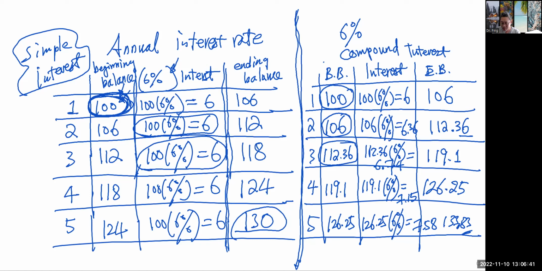But what makes a huge difference is over a long time, like say 10 years, 15 years, 20 years, 30 years, 40 years, even 50 years. So we're going to look at the difference between these two over a long period of time.